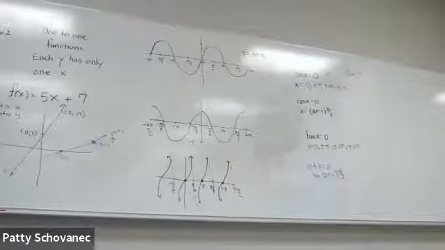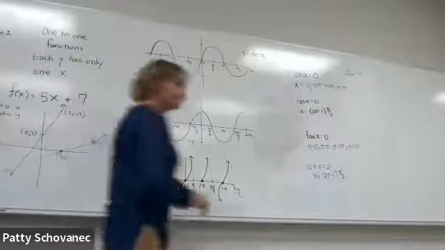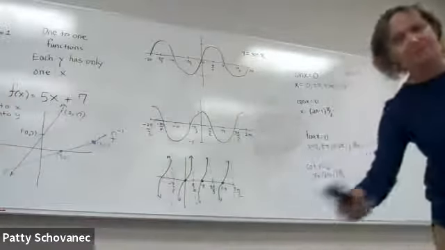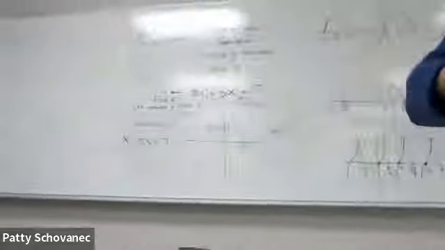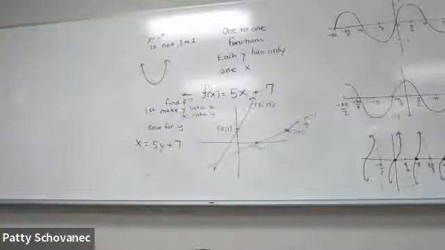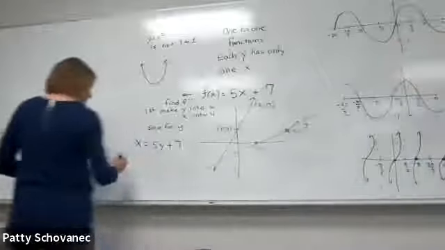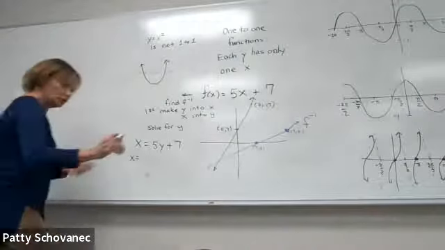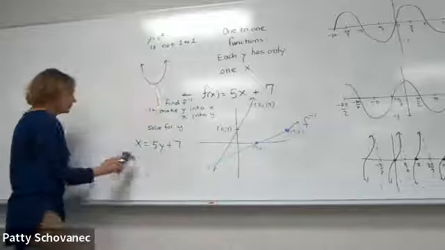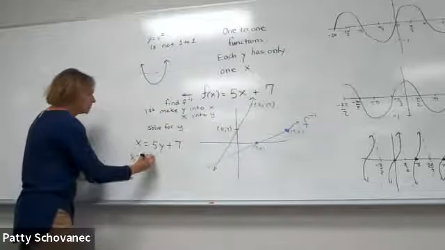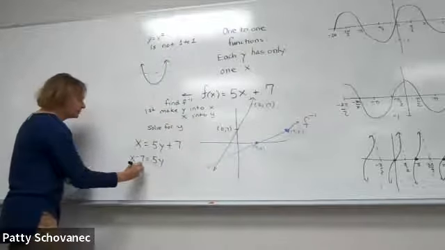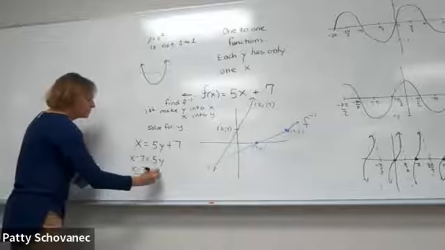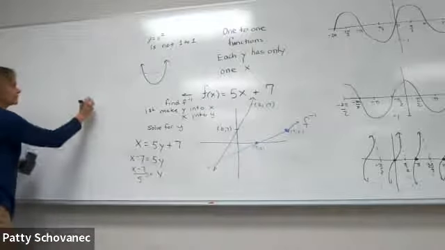Subtract 7. Am I off the picture? I am off the picture. So watch this. Subtract 7. x minus 7 is equal to 5y. x minus 7. And then I'm going to divide by 5. And that's my rule for f inverse.